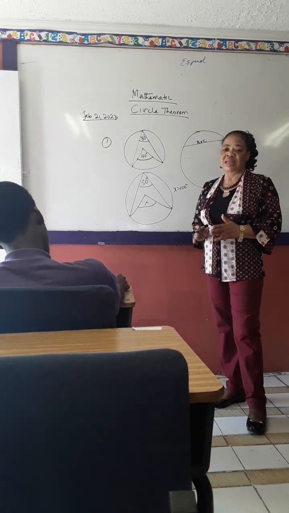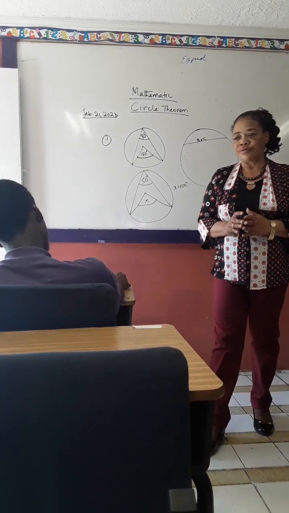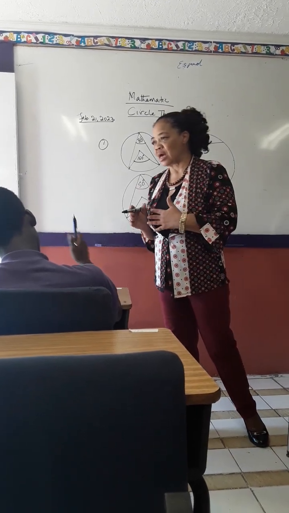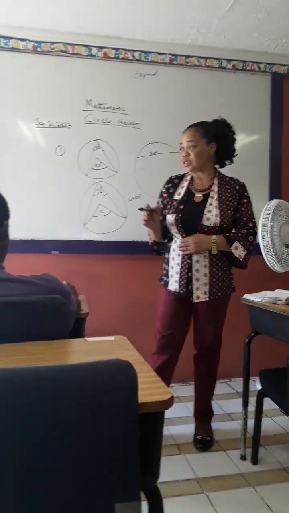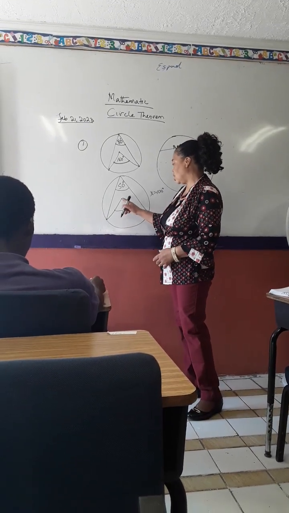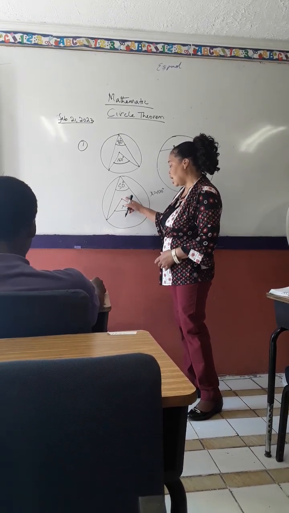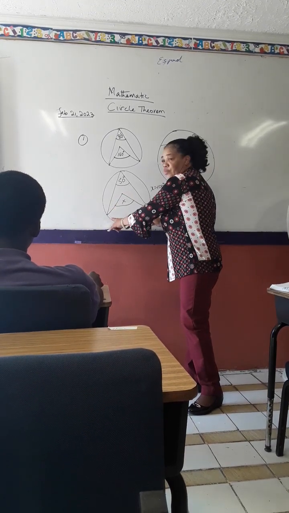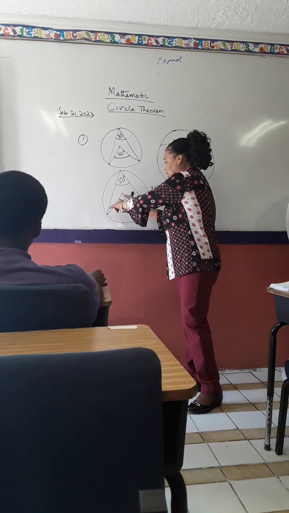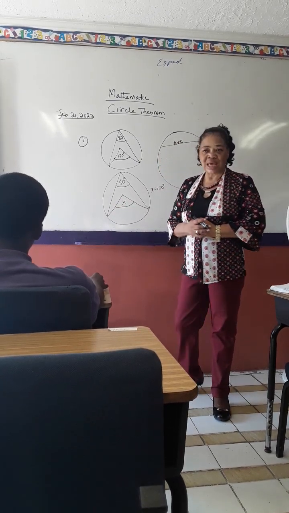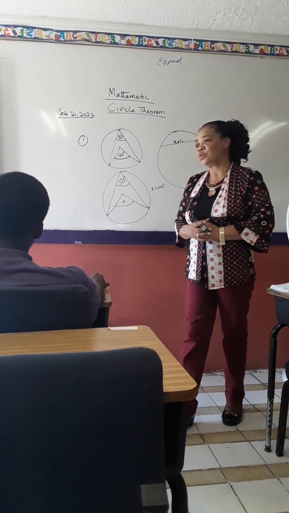The angle subtended at the center of the circle is twice the size of the angle at the circumference. Notice they say subtended because it's the angle outside here that they're asking for, not the angle inside here. That's why they say it's subtended. Hence these two lines coming down and my angle right here. The angle subtended at the center is going to be twice.